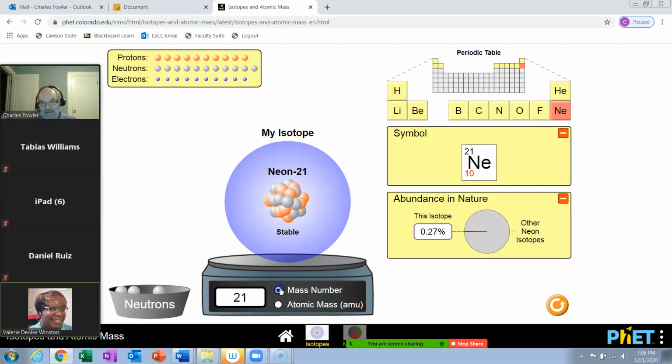21. Got it. And the atomic mass? 20.99385. Got it. Symbol? 21 10 Ne. Got it. And the abundance in nature? 0.27%. Yes, very, very small. All right, good deal. Any others?